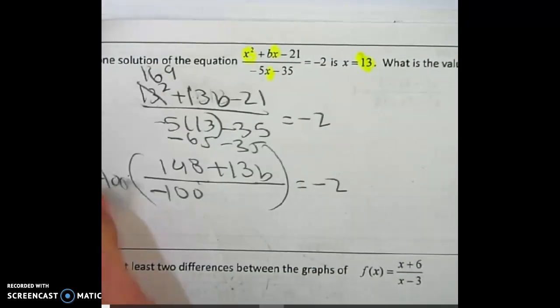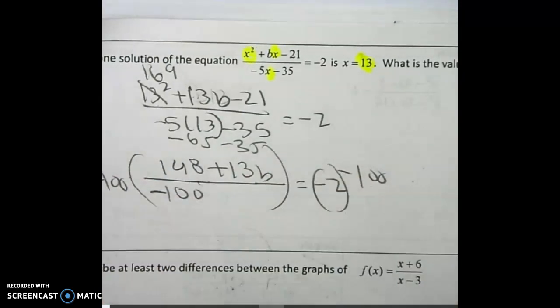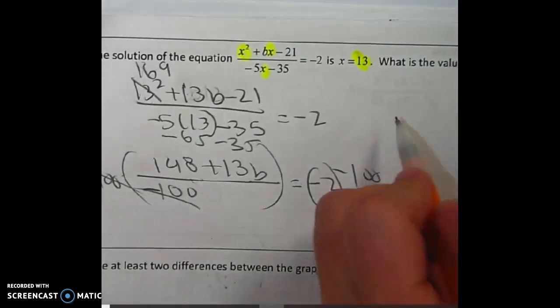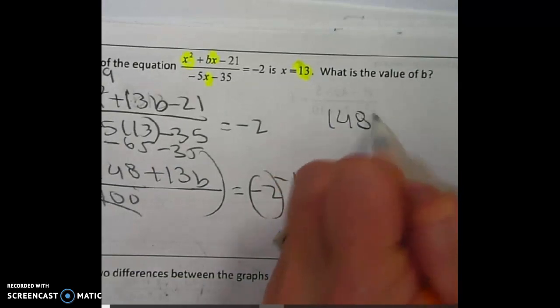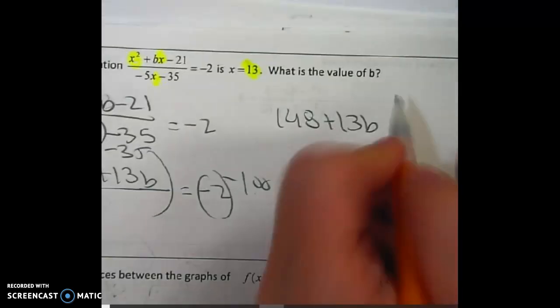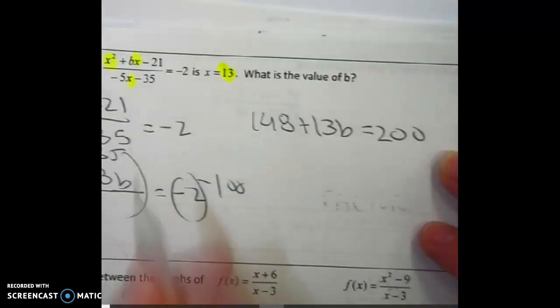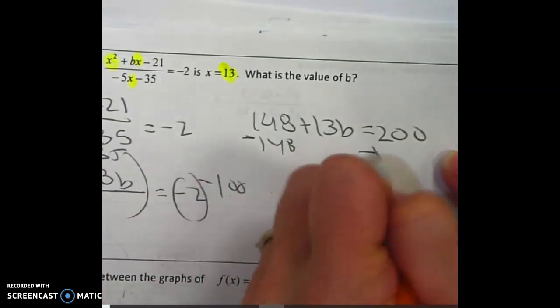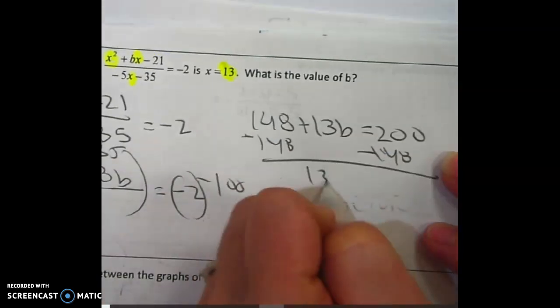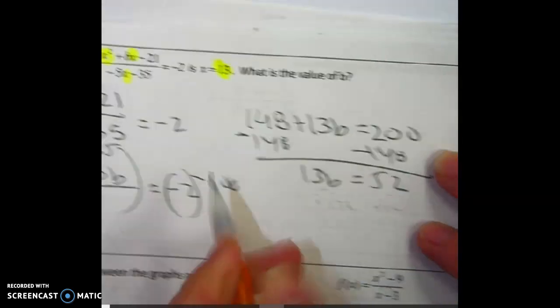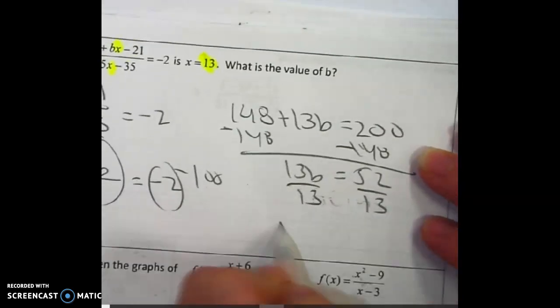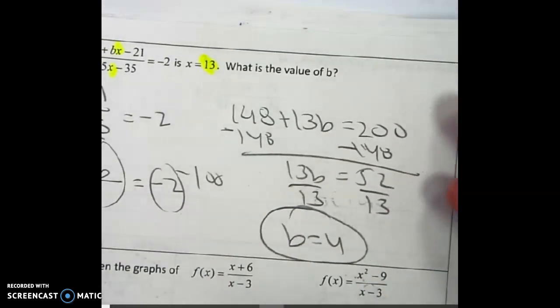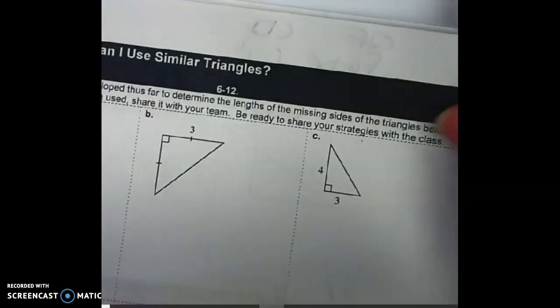Solve for b like I would solve for x. And then that goes away. I end up with 148 plus 13b equals 200. Subtract 148. 13b equals 52. Divide by 13. b equals 4. Okay? So let's say I really want to check it because I want to make sure that my answer is actually correct.